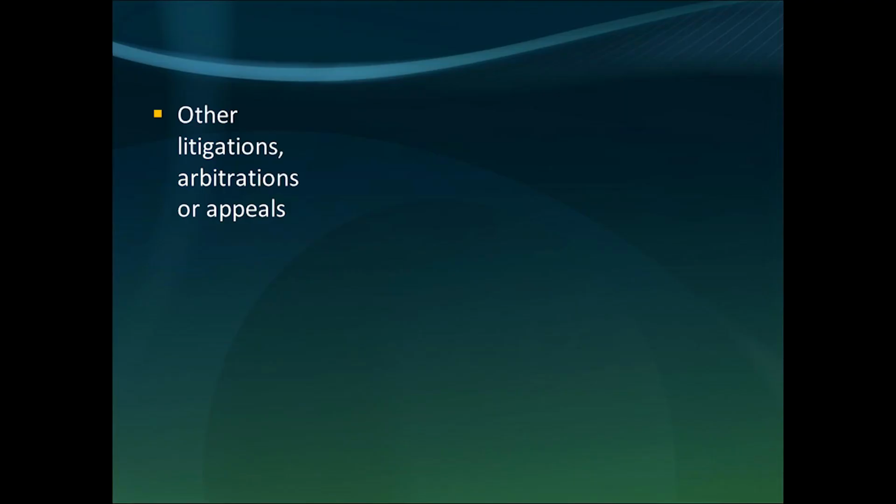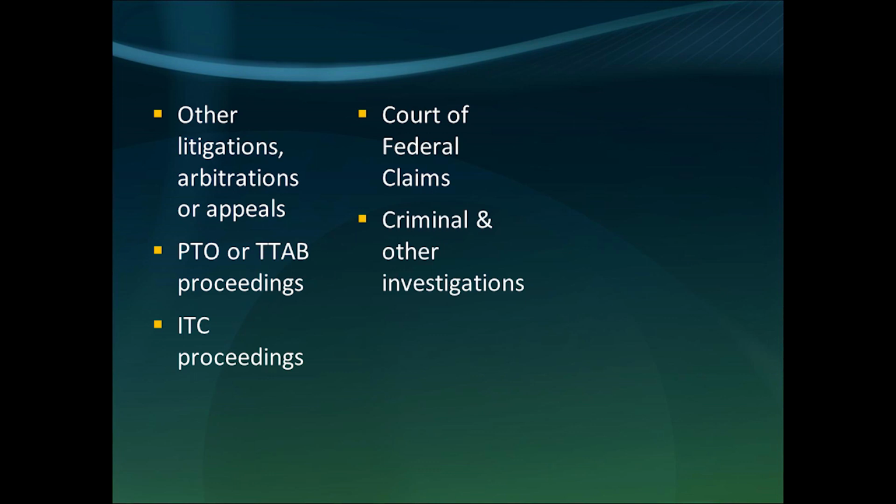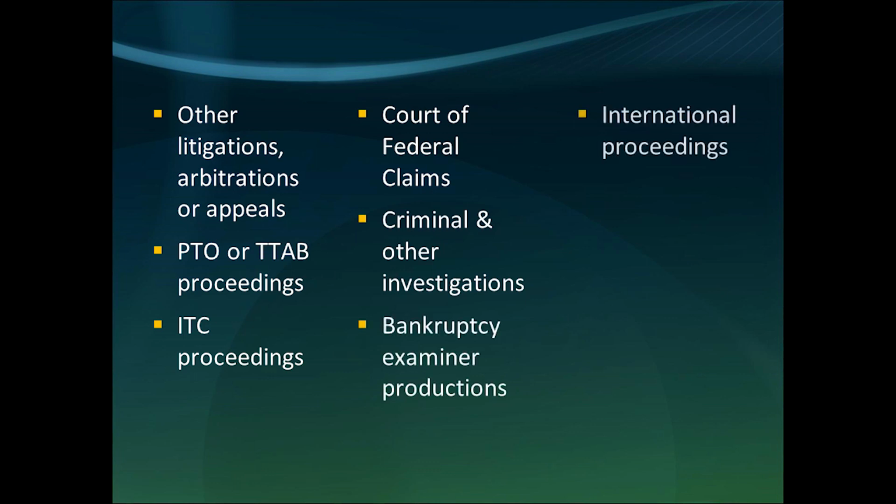Some of the possible sources for this evidence, therefore, are other litigations or appeals, such as a probate proceeding or a different patent case, PTO or TTAB proceedings, both in prosecution or challenges, ITC proceedings, Court of Federal Claims, criminal or other investigations, bankruptcy examiner productions, international proceedings, and regulatory or compliance submissions. You should be creative. So why is this evidence important to talk about as a category?